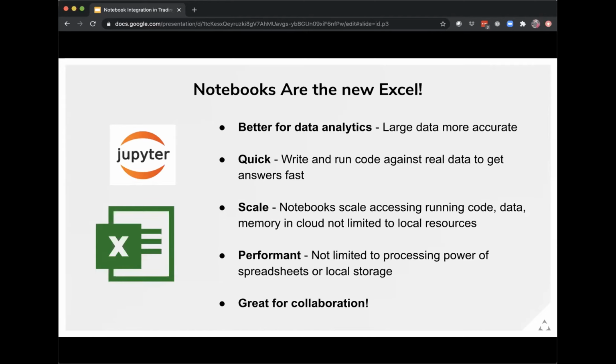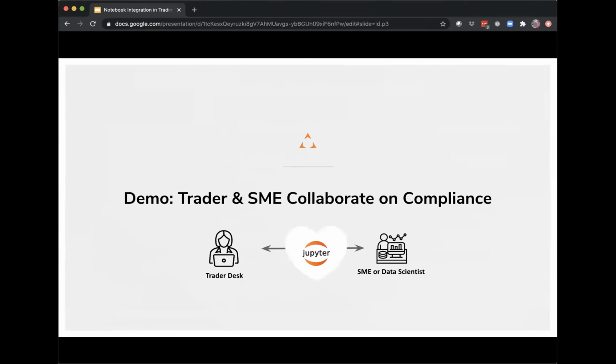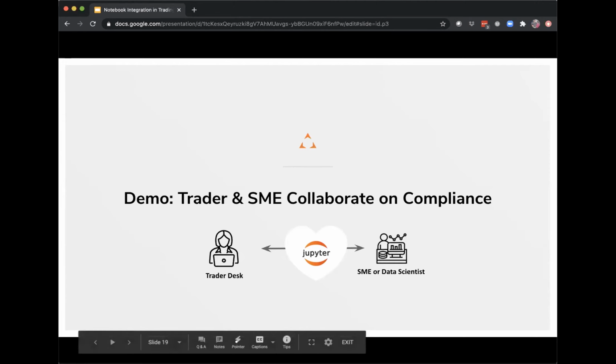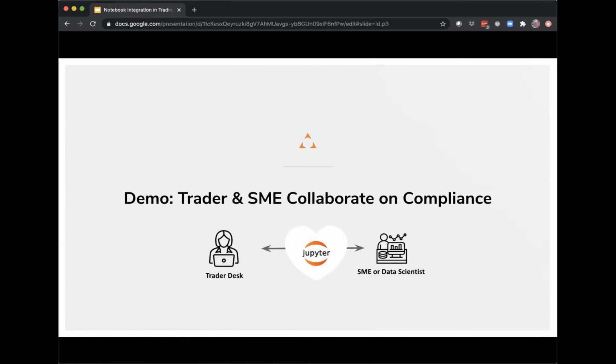And as we're going to show in the demo, they're really great for collaboration and being able to quickly send answers and questions back and forth. So a little bit more about what I'm going to show now. We've got a demo, and this art of the possible demo, as Brian described it, is between a trader desk and an SME who is collaborating.